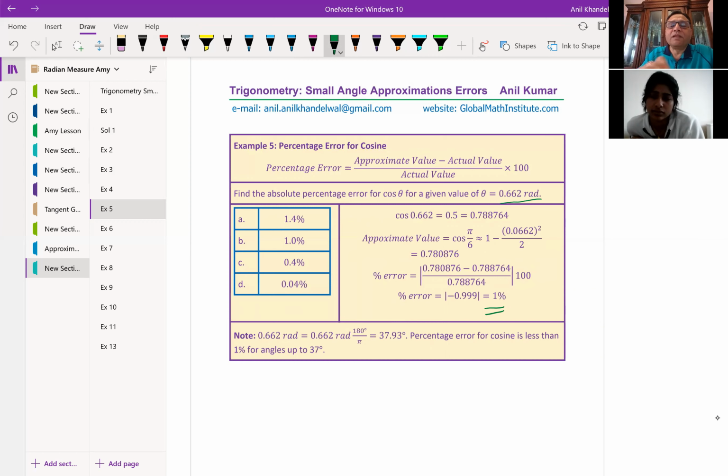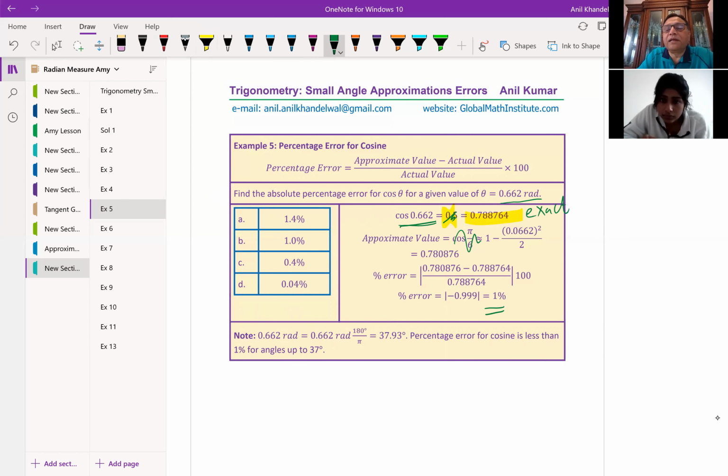Okay. So basically, this is my 0.662 radians. And what do I get? We may have to do this calculation because here I've used cos pi by 6. Cos of 0.662 is 0.788. Okay, that's correct. There is something wrong here. That is correct. Let me just cut this off. And now this is the exact value.